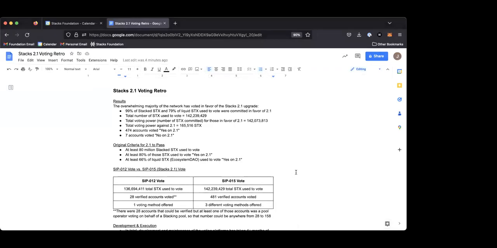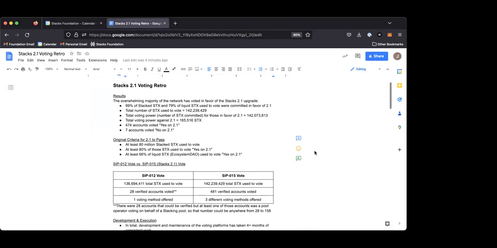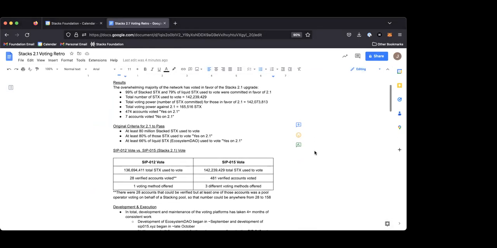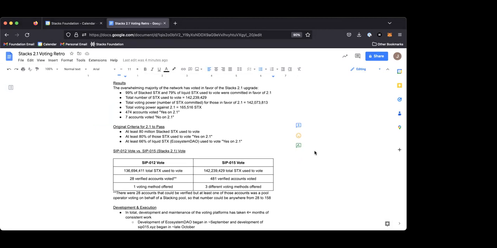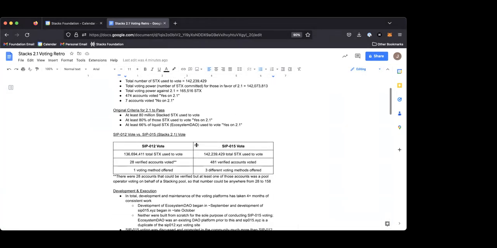Everyone see that? Yes. Okay. So some of you have probably already seen the results because they were posted on the Stacks.org Twitter, but we can quickly go over those for those who haven't. So congratulations to us, I guess, that it looks like we've effectively gotten approval from the community to move forward with the Stacks 2.1 upgrade.